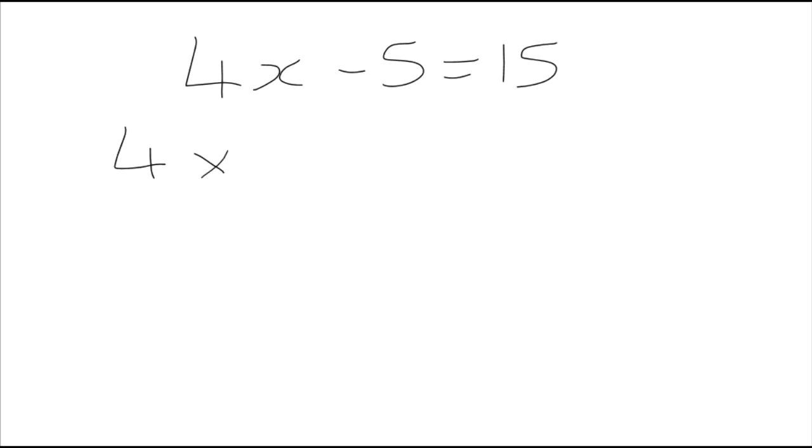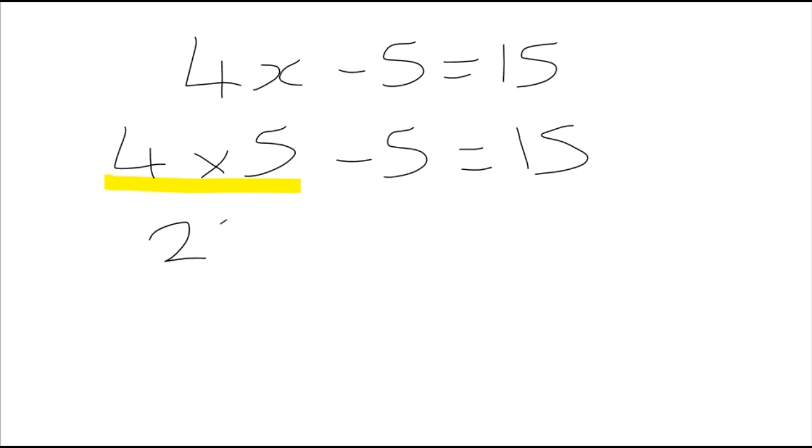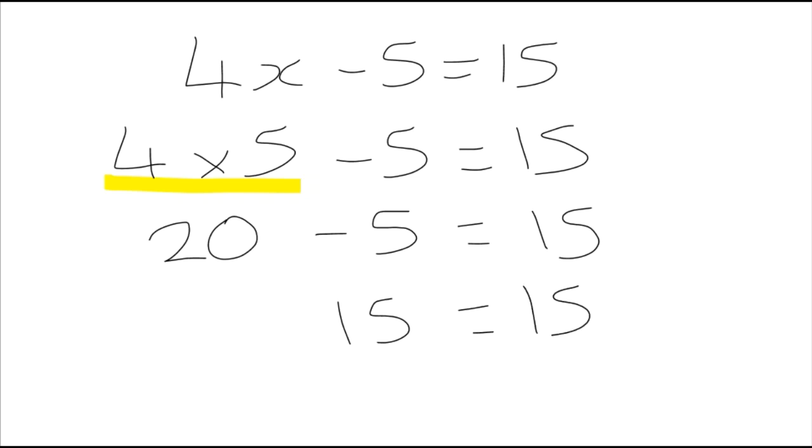Now to check that answer, we can write the equation again, which is 4x minus 5 equals 15, and this time substitute our answer. So 4 multiplied by 5 minus 5 should equal 15. Again, rules of BIDMAS apply, so we'll do the multiplication first. 4 times 5 is 20, minus 5 is 15. Final answer on this side: 20 minus 5 is 15, and that is also equal to 15. So as we can see, both sides are balanced, and therefore that is the correct answer.